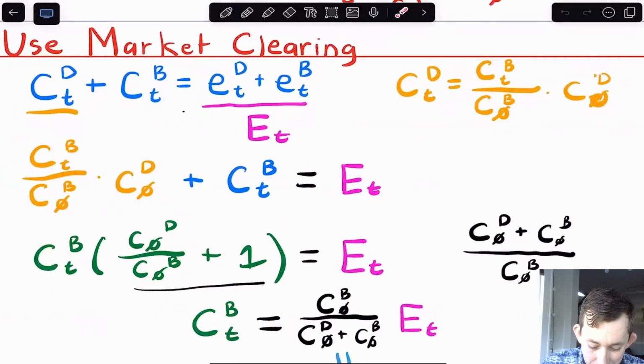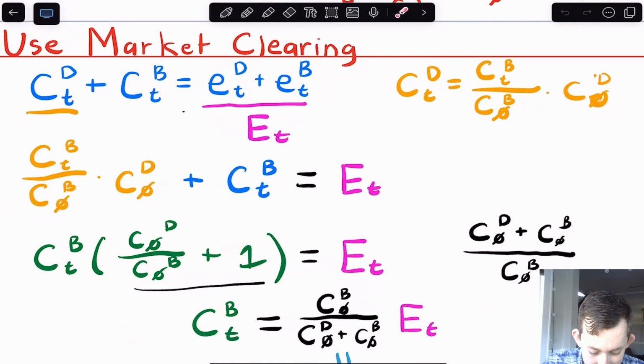So here's just a very basic market clearing condition. We know this holds for all t. But notice that in each period, ETD plus ETB is just total endowment, or big ET, like this. And again, I'm just going to substitute this in for CTD. And then I'm going to have something that looks like this messy equation right here. All I'm going to do is make that look a little simpler. So here is CTB times this whole fraction right here.